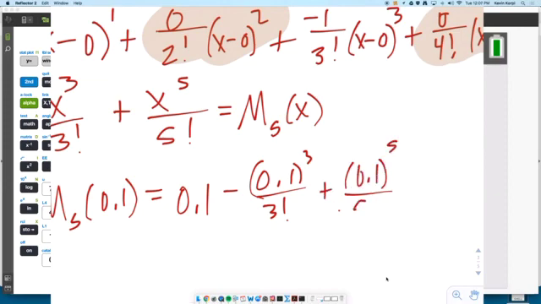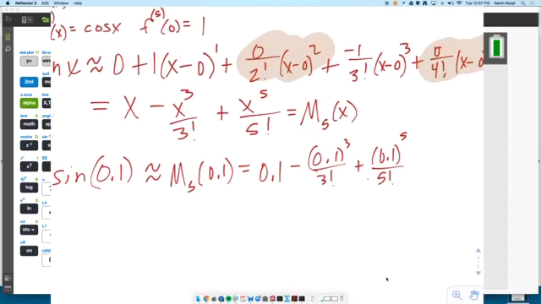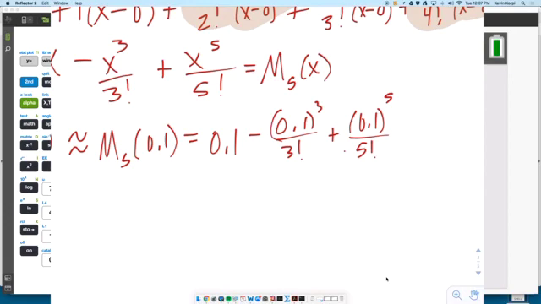Now imagine if you're someone back in the day and you didn't have a calculator, finding 0.1 to the 3rd and 0.1 to the 5th would not be that bad at all. This math on the right-hand side is a lot nicer, a lot easier than trying to figure out what sine of 0.1 is.